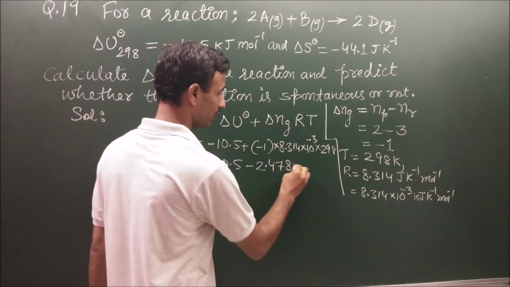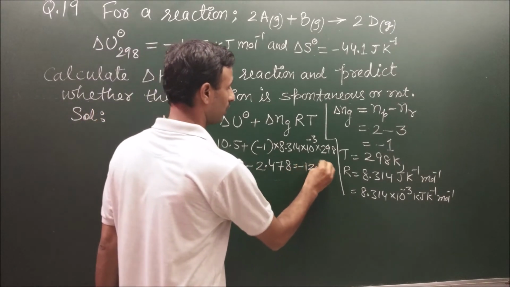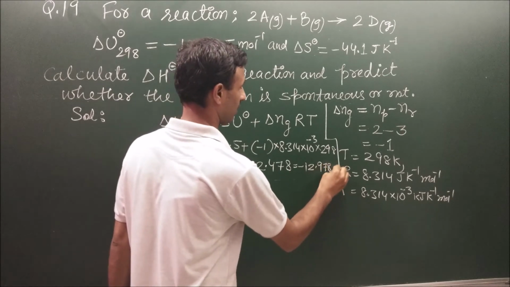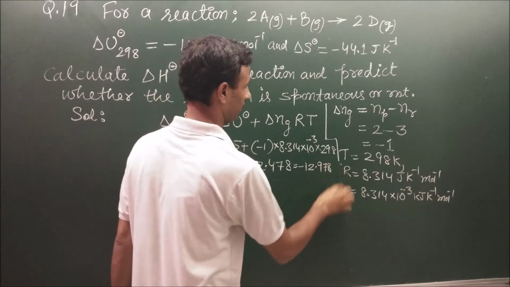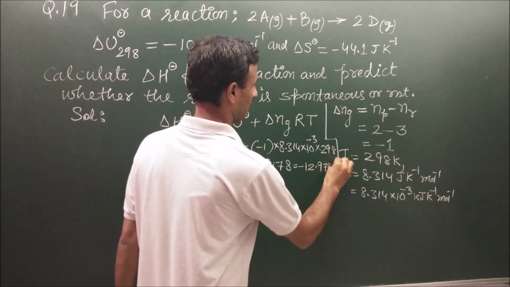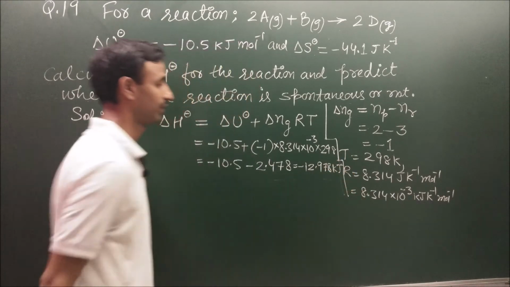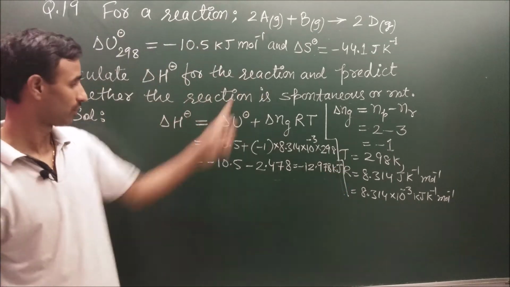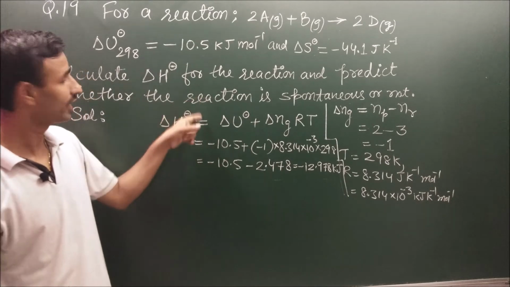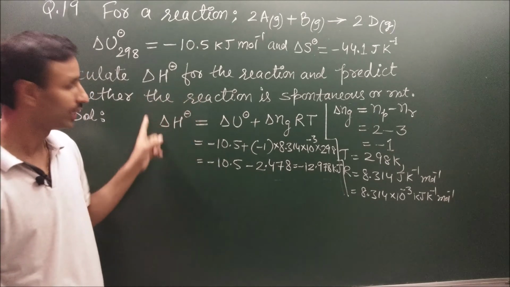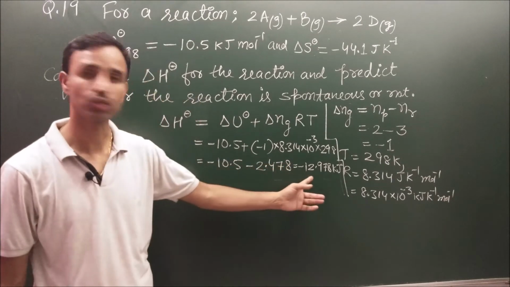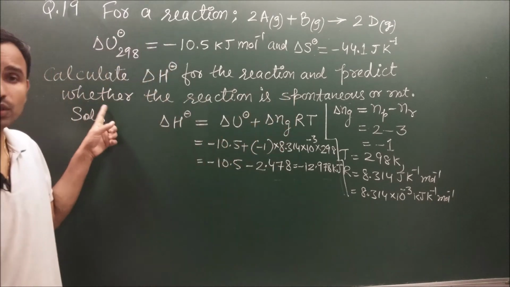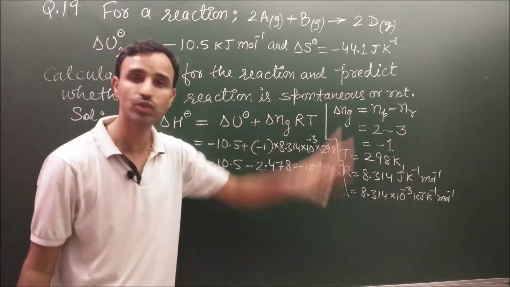12.978 is minus 12.978 kilojoule. So the value is delta H naught. The first question is to calculate delta H naught, the standard enthalpy change, which comes out to be minus 12.978. Now the second is to predict whether the reaction is spontaneous or not.